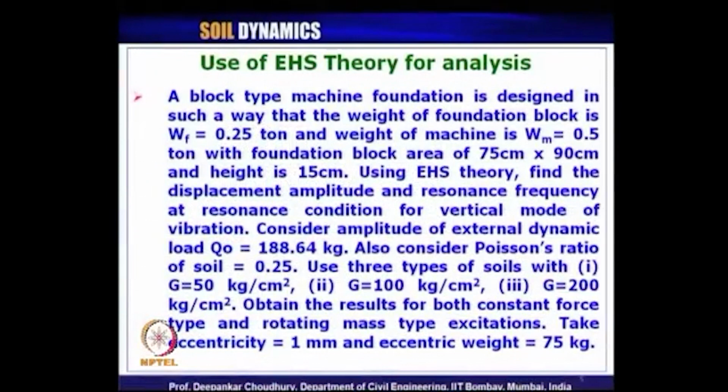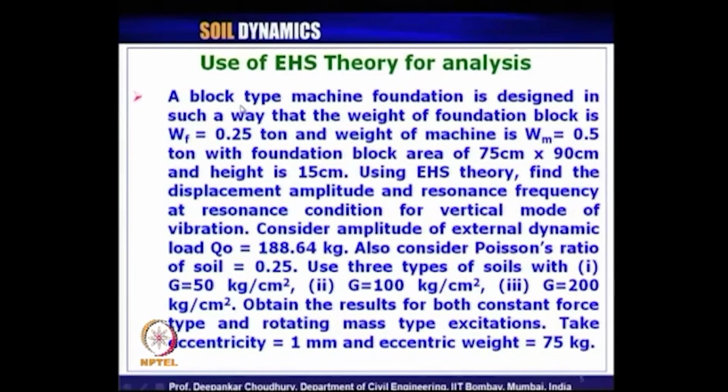We will now try to solve this problem, which is again a design check problem. What the problem statement says, the same problem we are taking, only difference, instead of displacement amplitude at operating frequency, now we want to compute displacement amplitude at resonance condition and also what is that resonance frequency. These two pieces of information we want to compute using elastic half space theory. Okay.